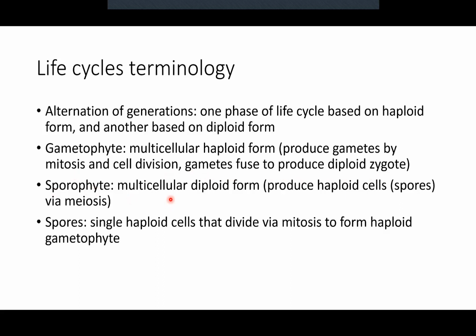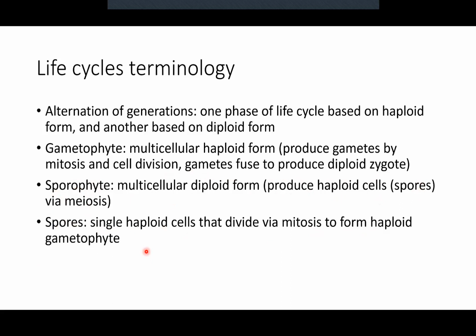Sporophytes are multicellular diploid forms. They produce haploid cells or spores via meiosis, and then spores are single haploid cells that divide via mitosis to form haploid gametophyte.